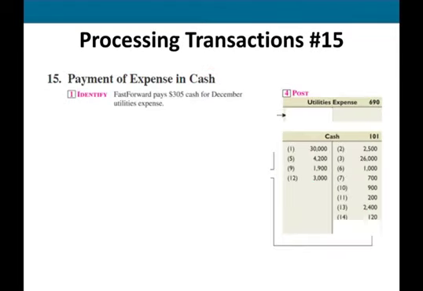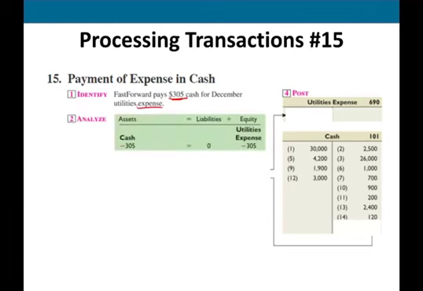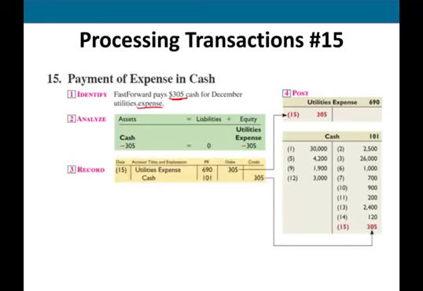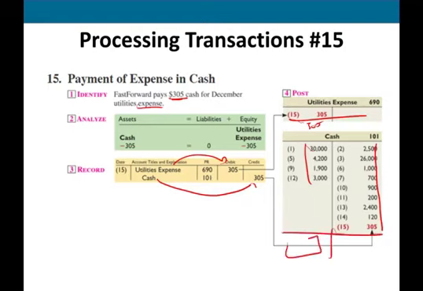Payment of expense in cash. Fast Forward pays $305 for the December utilities. If I paid cash, cash goes down. If I paid for my utility expense, expenses go up. Cash goes down, expense goes up. I debit expenses because expenses always go up on the debit, and since cash is going down, I credit cash. I debit expense, credit cash. What's my balance in utilities? 305. What's my balance in my cash? Add all the credits, add all the debits, and the difference is a debit.